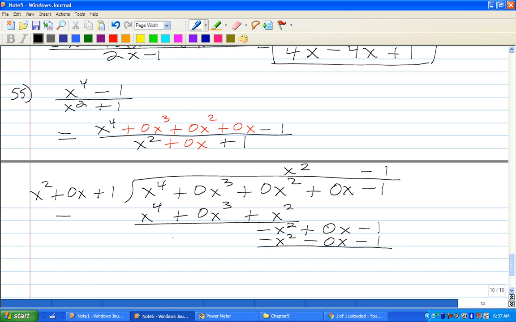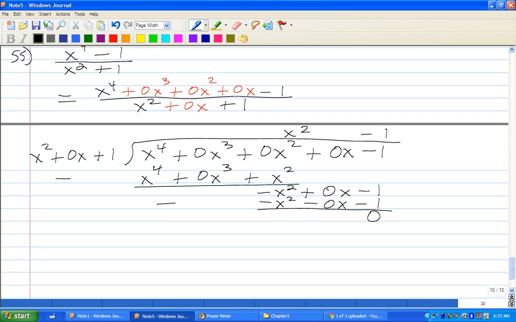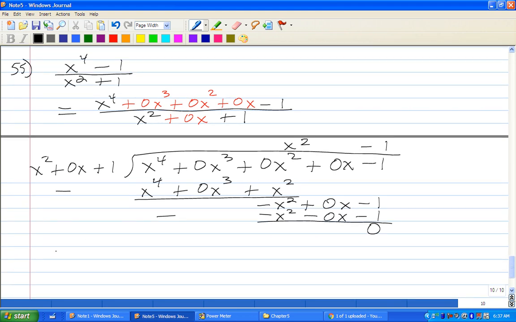And so let me subtract. The negative x squared is canceled. 0x minus 0x is again 0. Negative 1 minus a negative 1, well, those cancel. So you get 0. And so I get that x to the fourth minus 1 over x squared plus 1 is just equal to x squared minus 1. And that is your answer.